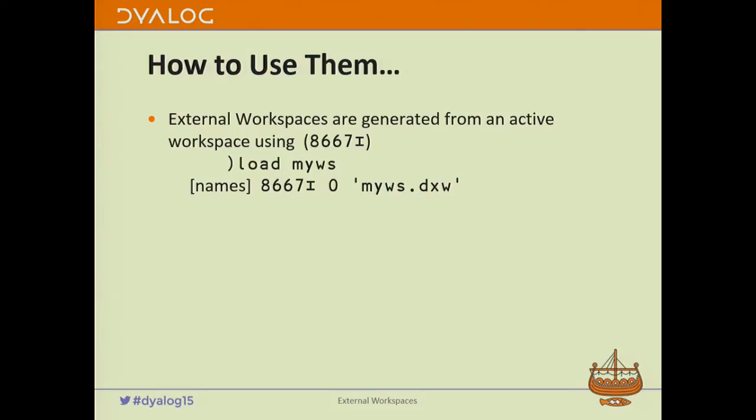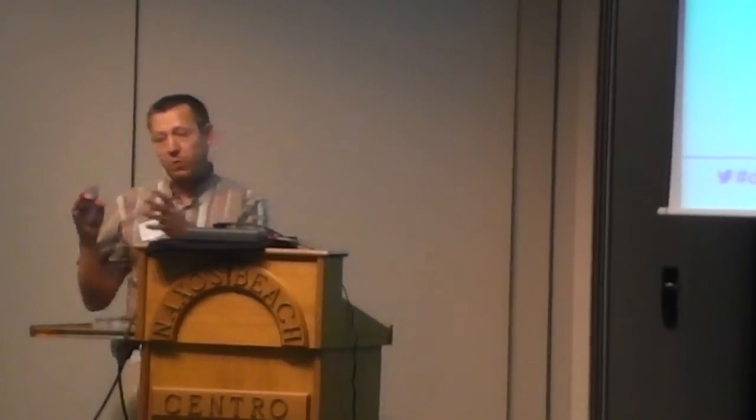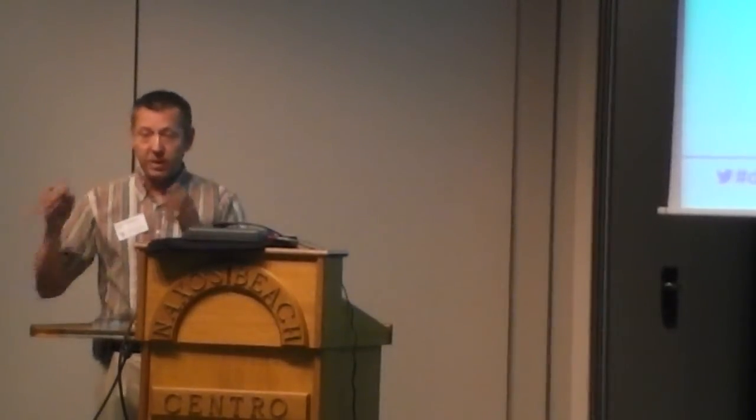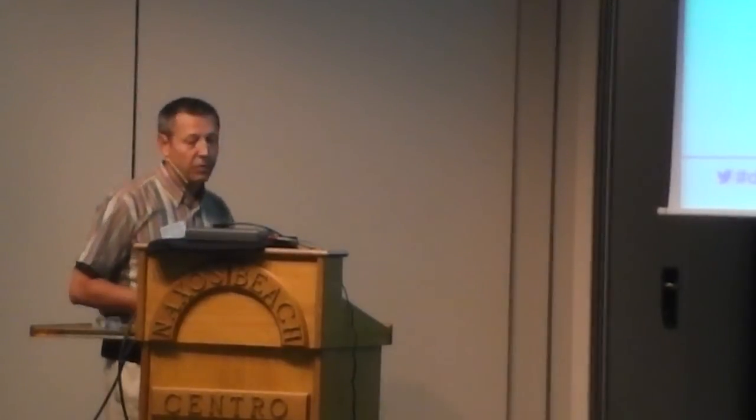How do you use them? It's quite simple. There's a couple of I-beams. 8666 is the one for loading. The one for creating them is 8667. So if you have a workspace, you say 8667 I-beam, the file to be written, and you have to give a slot number between 0 and 7. You can only have up to 8 of these loaded at any particular time, and you're actually giving a memory address that they'll be loaded at.